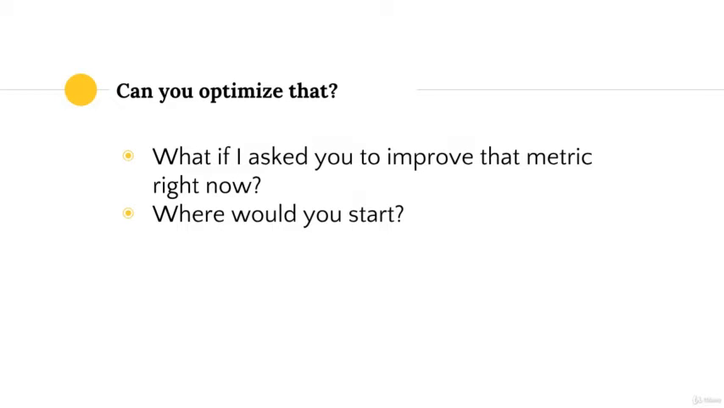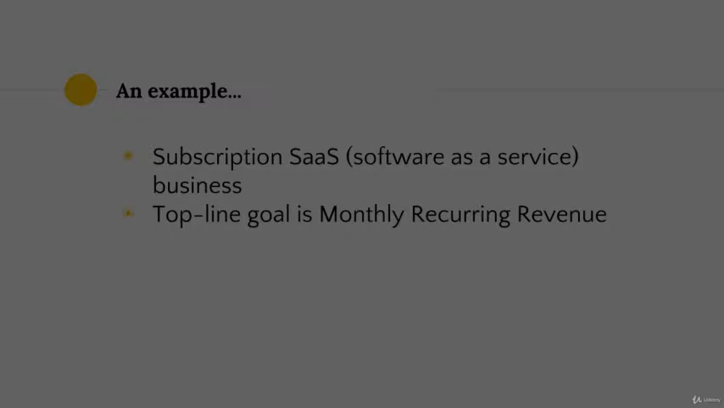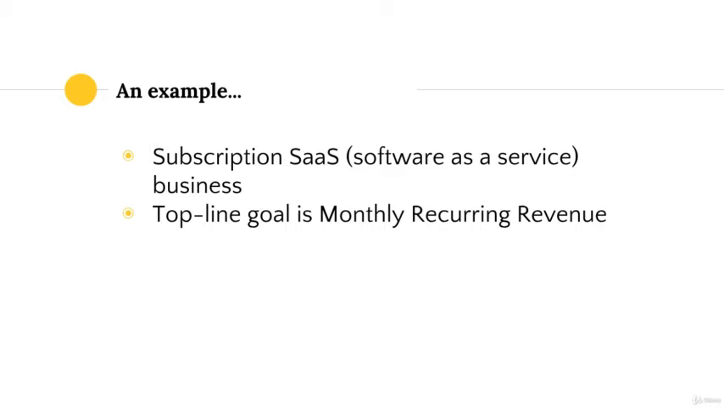Okay, now what if I asked you to improve that metric right now? Would you know where to start? Probably not. It's probably a little overwhelming. So let's look at an example. Let's say that you're a subscription SaaS business and your top line goal is monthly recurring revenue coming from customers.